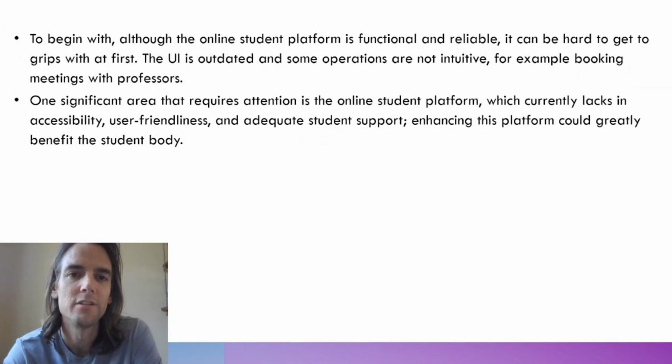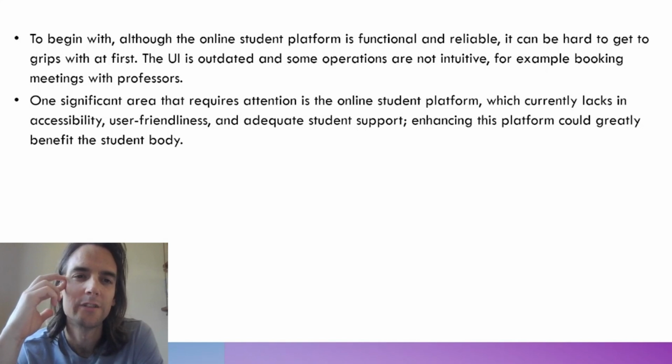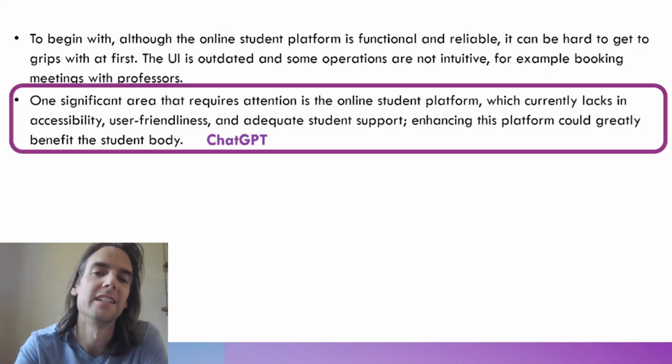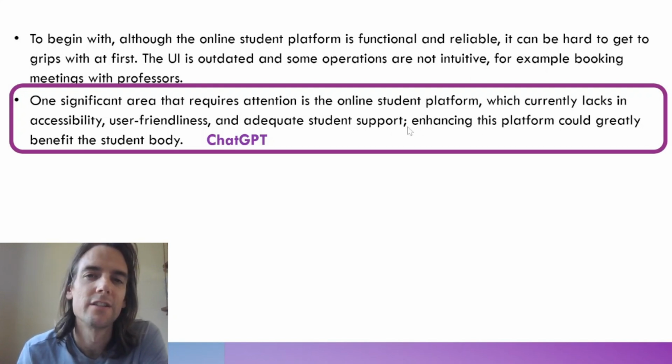The third one was this point about the student platform. Which one is me? Which one is ChatGPT? What do you think? The second one is ChatGPT. There's a couple of points. The semicolon is very ChatGPT, quite a long sentence, whereas I've divided it into two to make it easier to read. A report should be easy to read, shouldn't it?